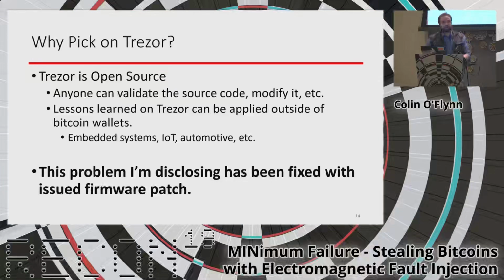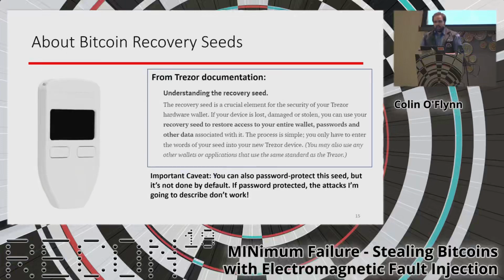All right. So why pick on Trezor for this talk? There are other ones, as I mentioned. The ability to use the open source code is really important because I'm going to be showing you how some of these attacks can apply to general embedded systems. Because we have the source code, we can look at it, we can modify it. It makes it a much more interesting target. I also will note that this particular problem was in a firmware patch that they've already deployed. So if you had a wallet and you've done the firmware update for it, this exact attack wouldn't work for those.